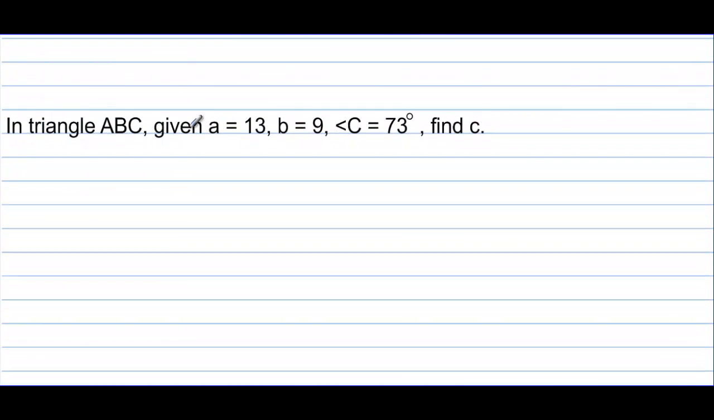In triangle ABC, given A is 13, B is 9, and C is 73 degrees, find C.